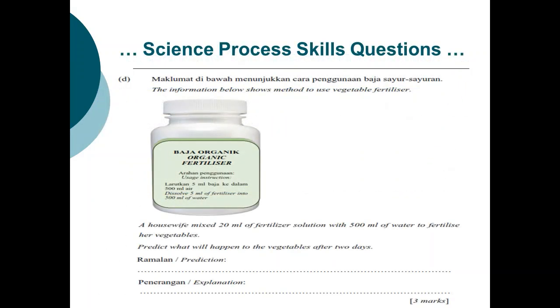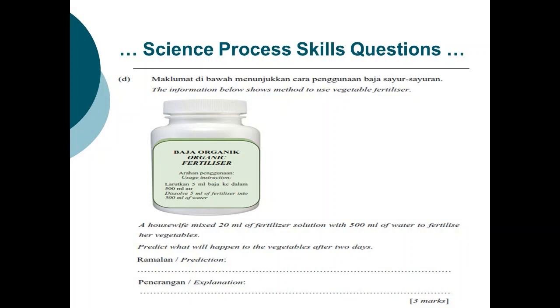Question D. The information below shows the method to use vegetable fertilizer. Now we look at the info given in the label. Baja organic fertilizer. Usage instruction. Dissolve 5 ml of fertilizer into 500 ml of water. A housewife mixes 20 ml of fertilizer solution with 500 ml of water to fertilize her vegetables. Predict what will happen to the vegetables after 2 days.